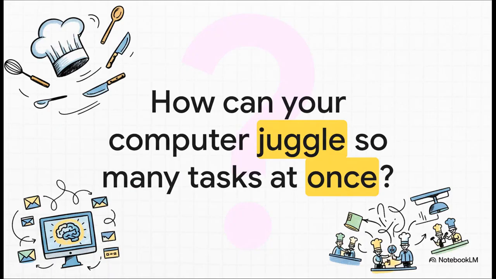So that's the big question, isn't it? How does it pull it off? How can one machine, with basically one central brain, create this seamless illusion of doing everything at once? That's exactly the puzzle we're going to solve today. And to do it, we're going to take a peek inside the busiest, most chaotic kitchen you can possibly imagine.